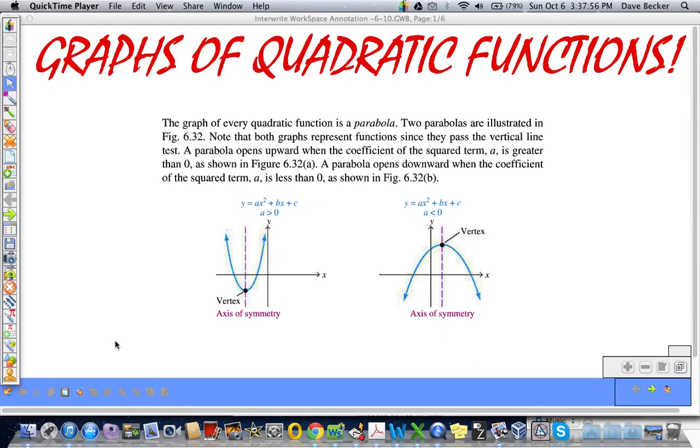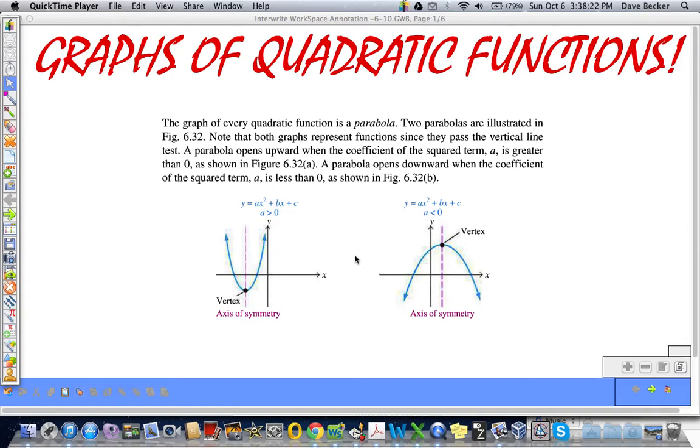We are talking about graphs of quadratic functions. And as you may recall, the graph of every quadratic function is a parabola. And we have an example of a couple of parabolas here. A parabola can open upwards or it can open downwards. And so its vertex is either the lowest point on the parabola or the highest point of the parabola.